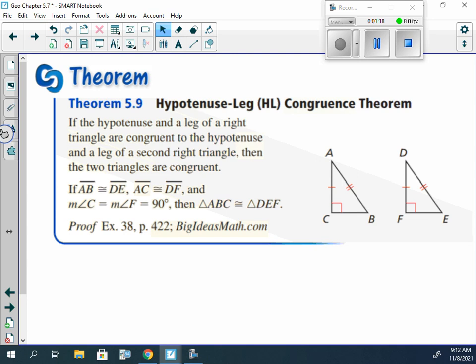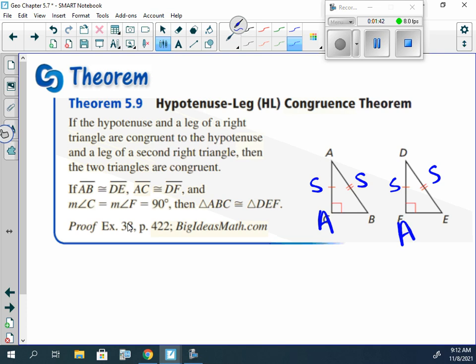So a right angle, hypotenuse, and leg. Legs are the two sides that connect to the right angle. The hypotenuse is the side opposite the 90-degree angle. So really we have two sides and an angle, so really side-side-angle is what we have here. But side-side-angle does not work every single time.